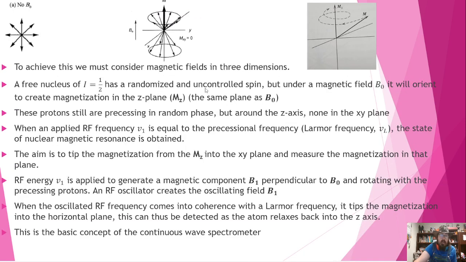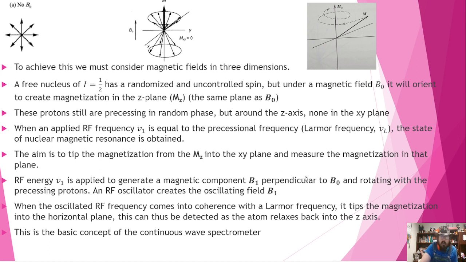Now, here's some really complicated stuff, but essentially what it comes down to is that we have a randomized spin, but under the magnetic field, it's going to orient itself in the upward spin and the downward spin. So it's precessing in a random phase around the z-axis, but none in the xy plane. We're going to apply the Larmor frequency. We're going to spin flip them all. The idea is to tip these out of the z into the xy plane, and like a top, they reorient themselves. It's spinning so fast it picks itself back up.